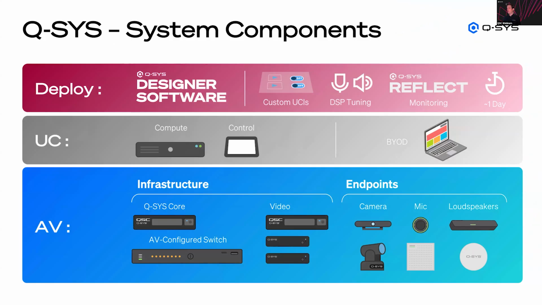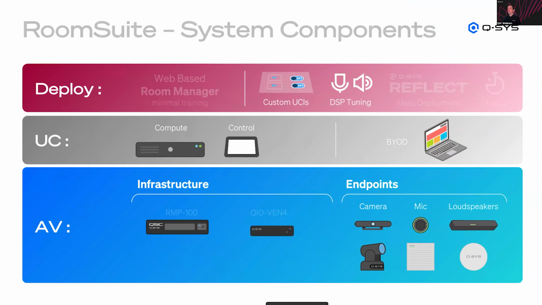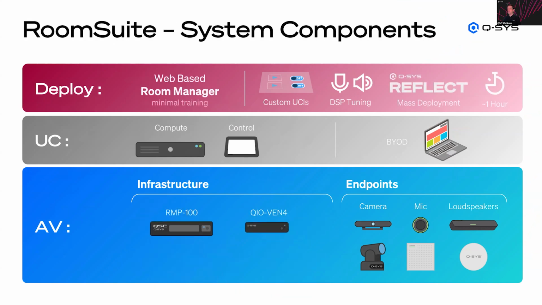So you remember this? It was the Q-SYS components, the designer software, the cores, all the different things. But now with RoomSuite, just an RMP 100 and a QIO VEN4. That's all you need.